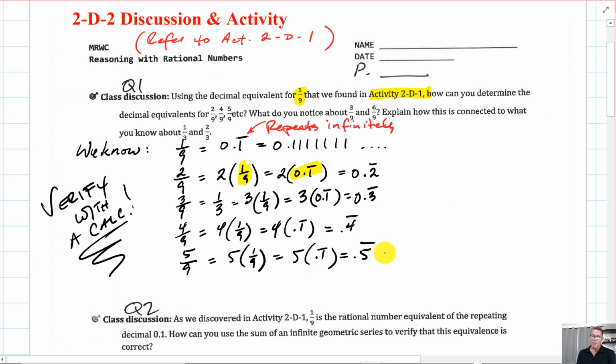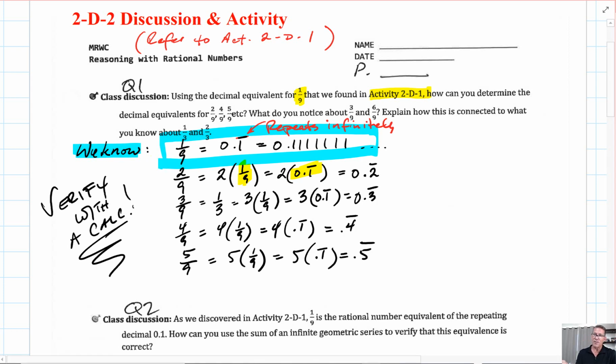If you know this, 1/9, it can help you figure out all the other fractions with the same denominator. 6/9, reduced to 2/3, will give you information on 2/3. But 6/9 is the same thing as 6 times 1/9, because 6 times 1/9 is 6/9. That gives us 6 times 0.1 repeating, which is 0.6 repeating. So you get the idea, and this pattern continues.